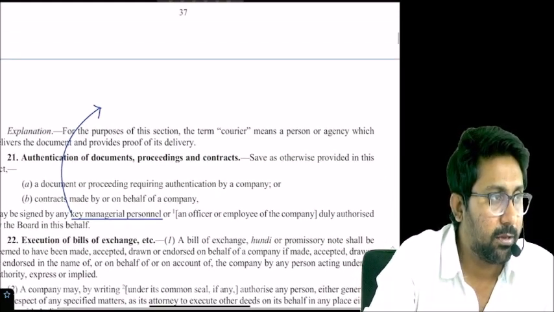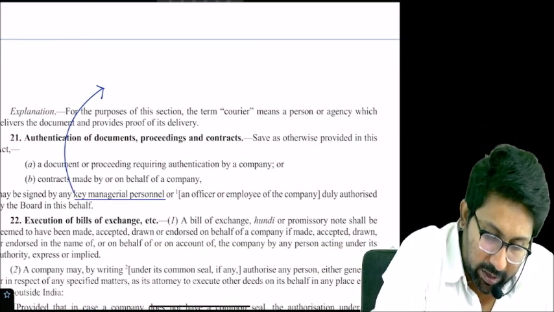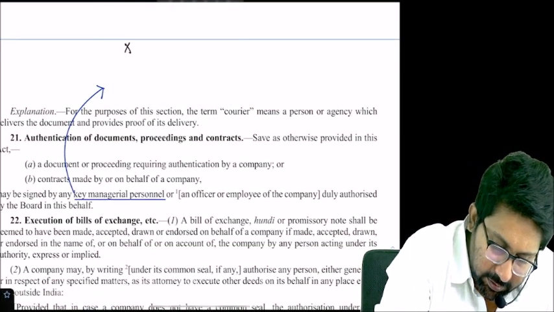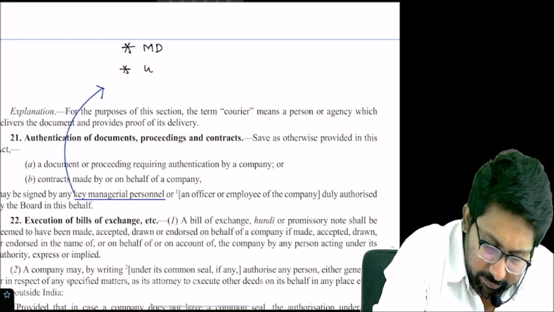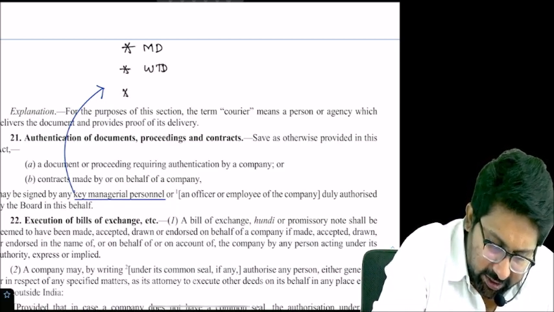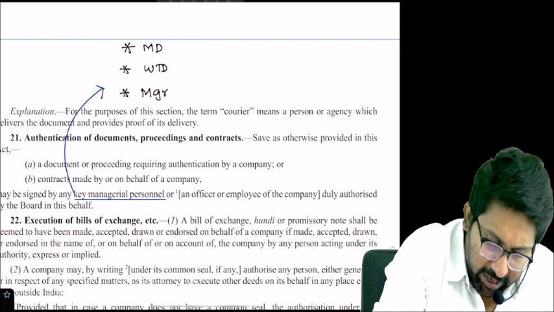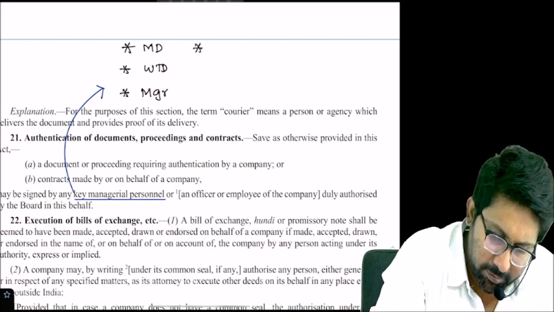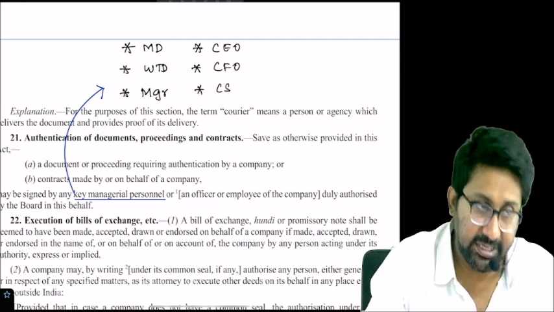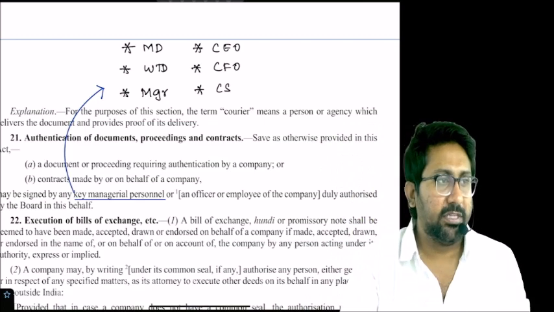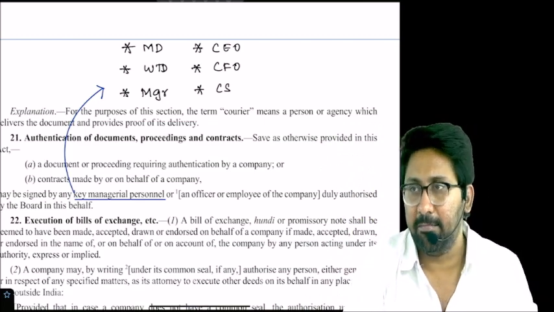So KMP, write the list of KMPs. Managing Director, Whole-Time Director, Manager, CEO, CFO, CS. These 6 are called KMPs.